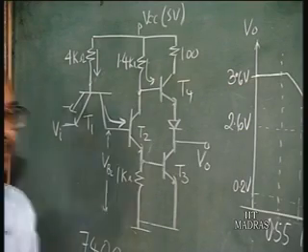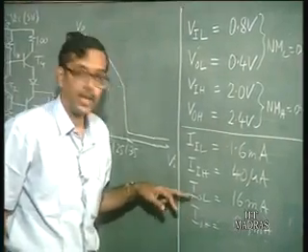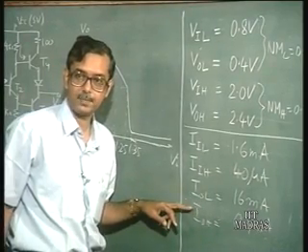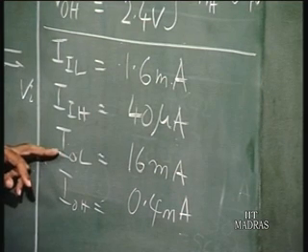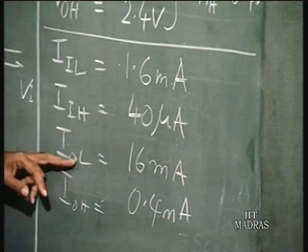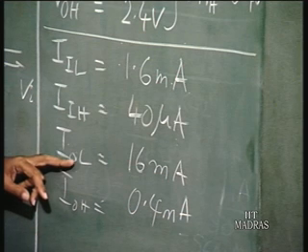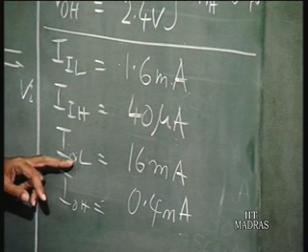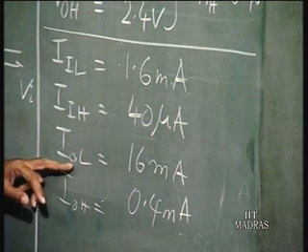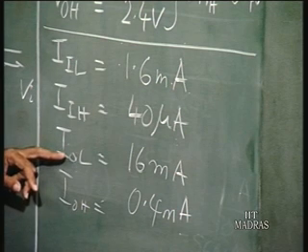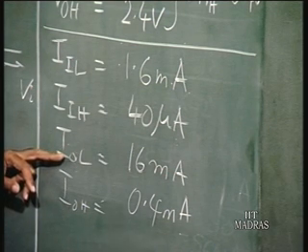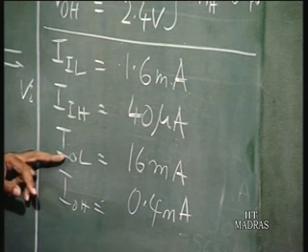What are these IOL and IOH, the other two specifications? IOL refers to the maximum load current that the output can sink so that the output voltage is at logic low. Again, I will repeat the definition. IOL is the maximum current that the output can sink so that the output voltage remains at logic low. The important thing is it remains at logic low.